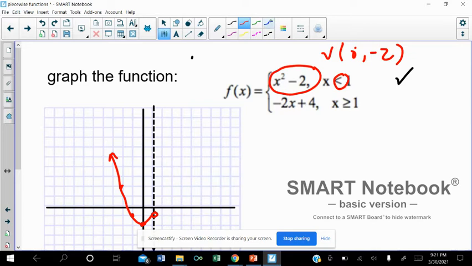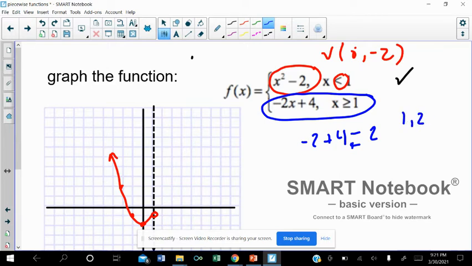All right. So I'm going to go blue for this one. Greater than or equal to 1. So I'm going to plug in 1. Negative 2 plus 4 is 2. So 1, 2, and I have a closed circle. Now you can realize that you have a line, and I would use the slope of the line here, negative 2 over 1, down 2 over 1, and I'm going to connect it, and there is my graph.